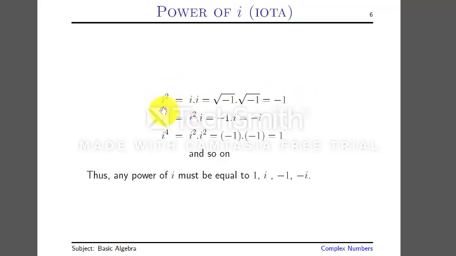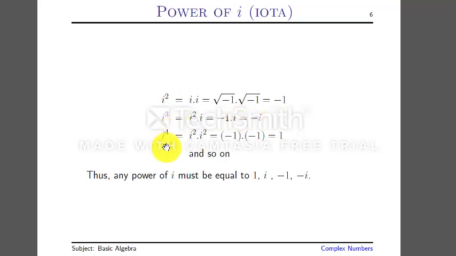If we want the value of iota cube, it can be written as iota square dot iota. Iota square value is minus 1, so we can replace this value over here. Dot iota will be the same. So one can simplify it as minus 1 multiplied with iota, which is minus iota. So iota square is minus 1, iota cube is minus iota.